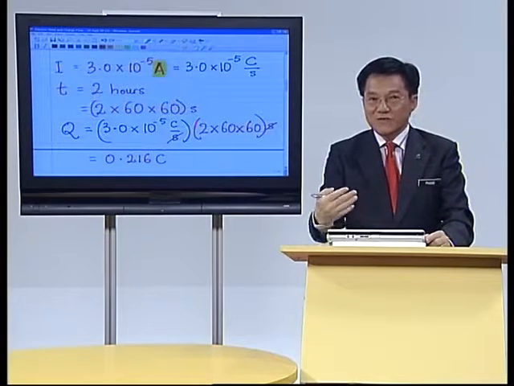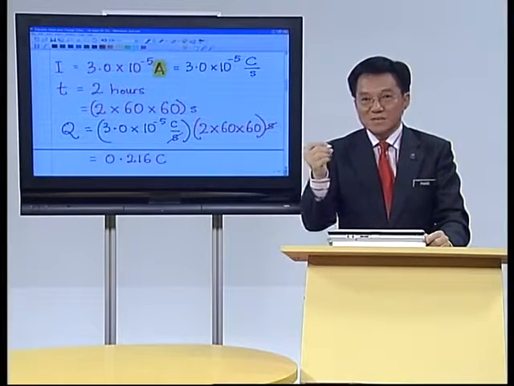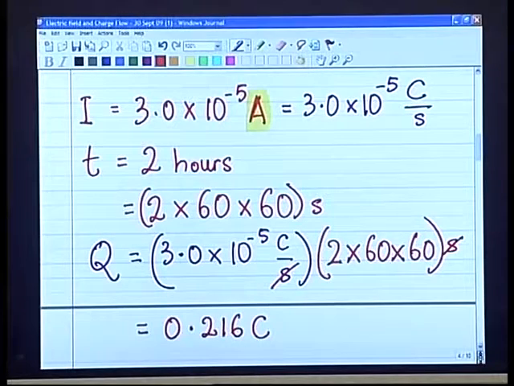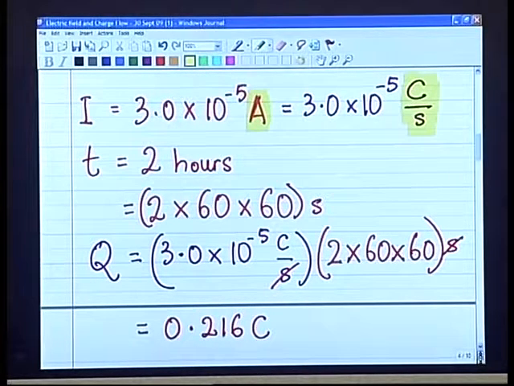All you need is a few steps. The important thing is your units must be written. And one more thing that I have introduced today and reminded you is that 1 ampere is also equal to 1 coulomb per second.